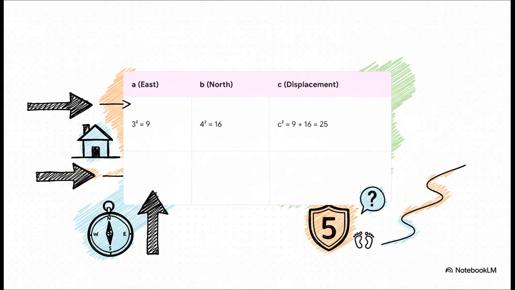Let's just plug in our numbers. A is our 3-mile walk east, so 3 squared is 9. B is our 4-mile walk north, so 4 squared is 16. Add them together, 9 plus 16 equals 25, and the square root of 25 is 5. So the magnitude, the actual length of our displacement vector, is exactly 5 miles. Way shorter than the 7 miles we actually had to walk.